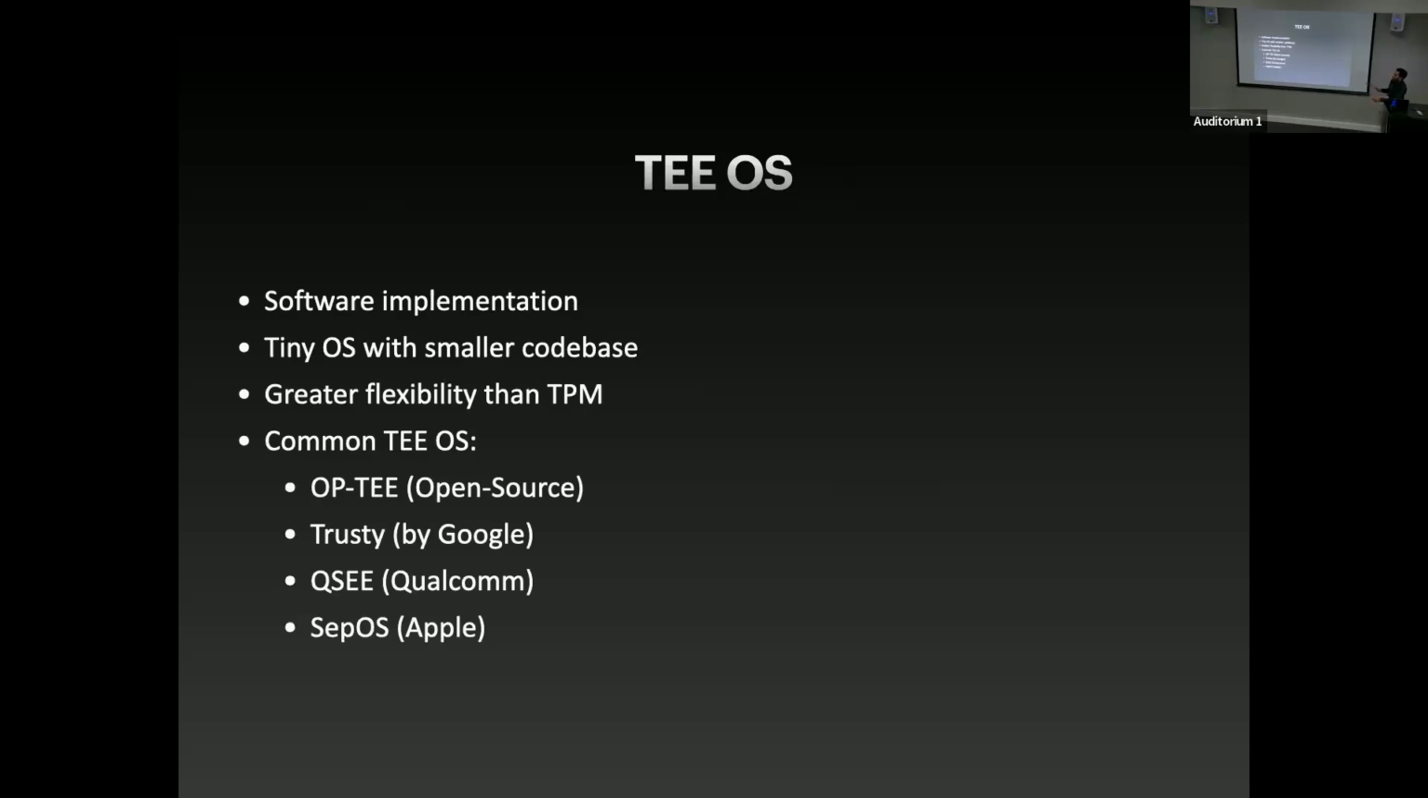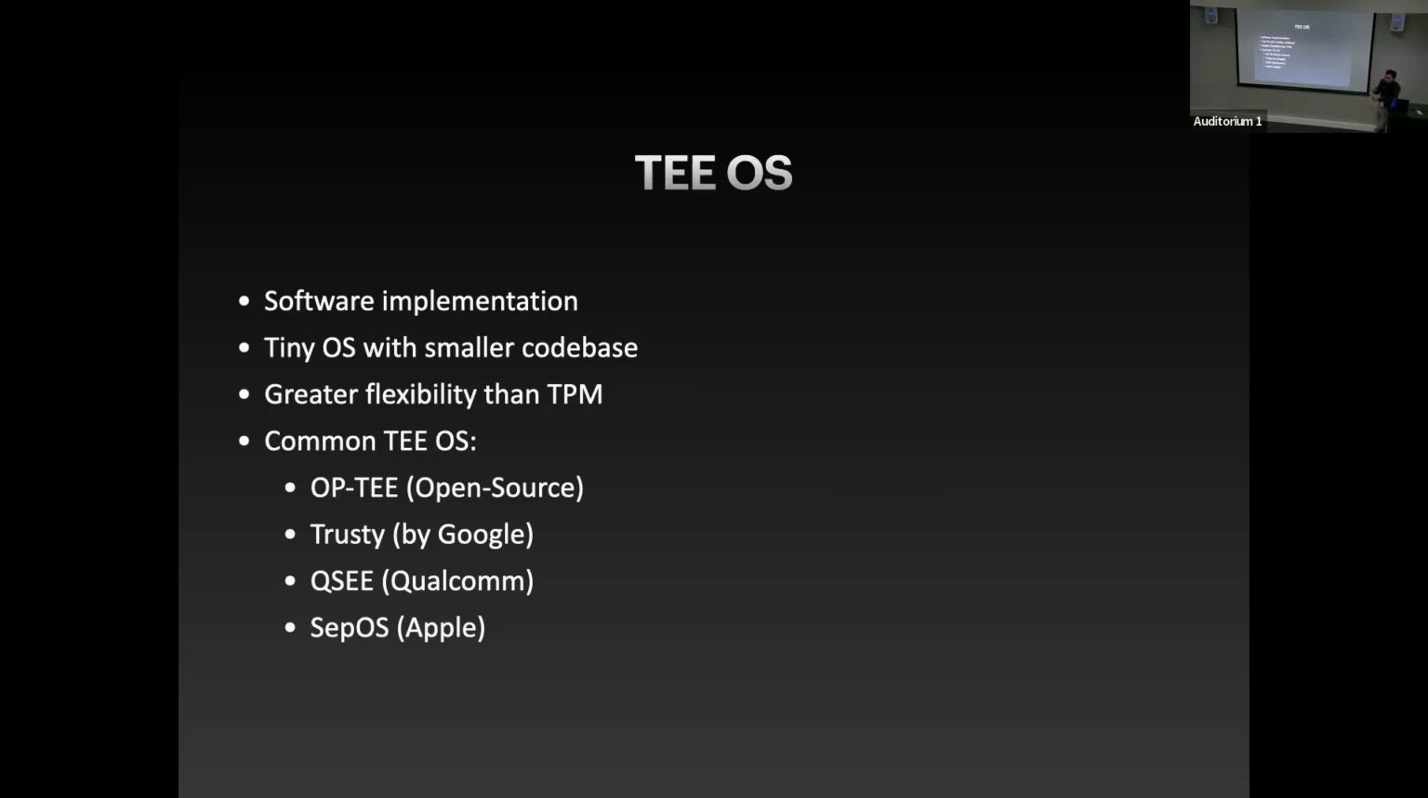And TE OS. So you need some kind of OS to take advantage of the hardware security feature. As I talked about TrustZone, that's a hardware security feature. So you need some kind of OS to make it work. So that's why this TE OS comes into the picture.